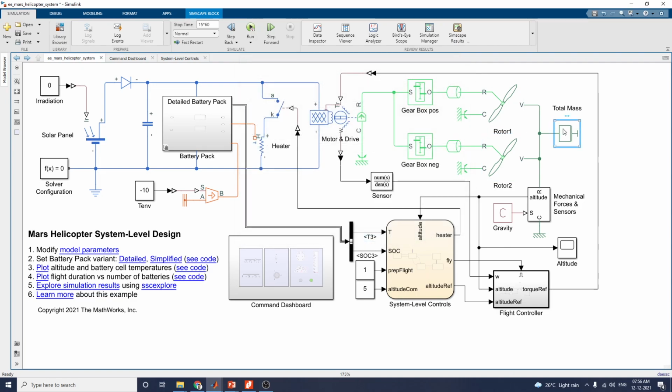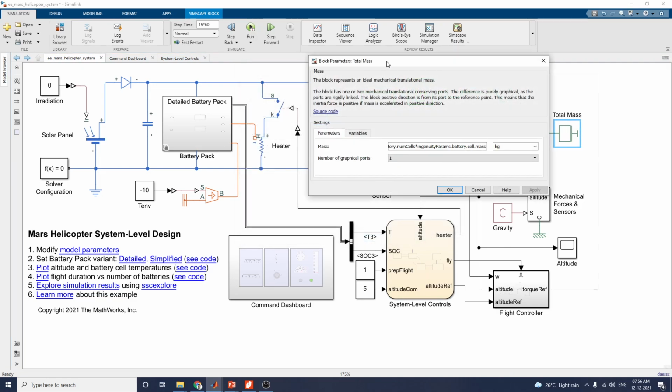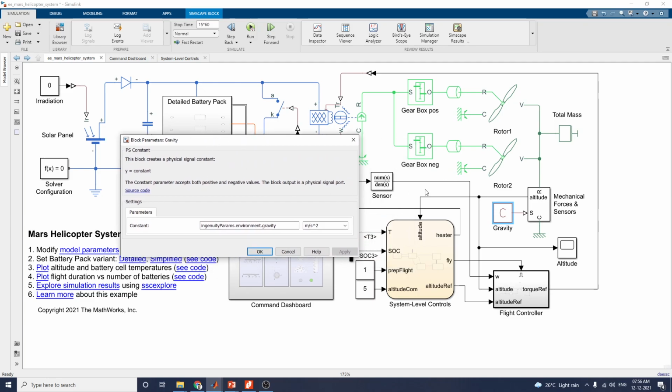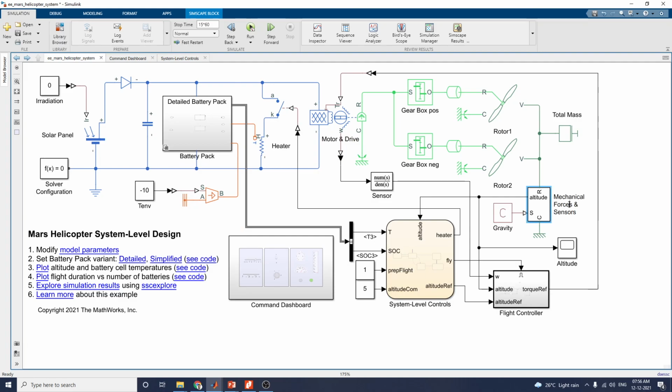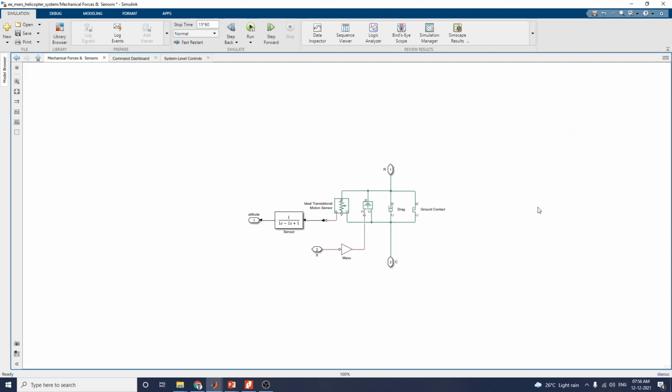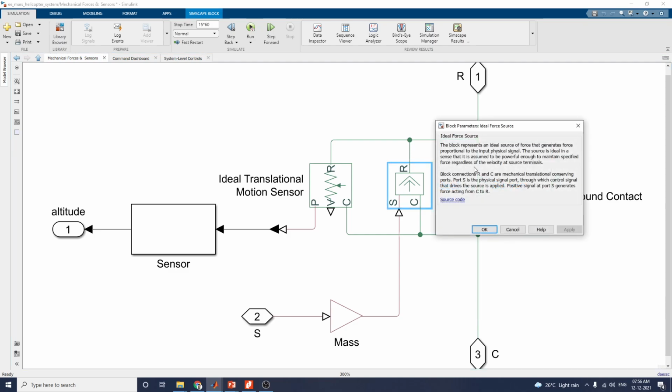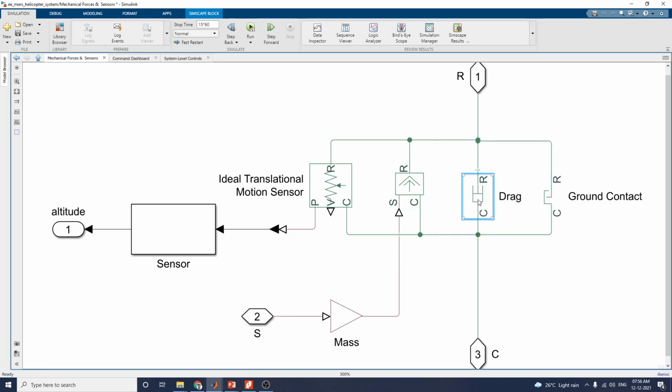and the total mass block, this block represents an ideal mechanical translation mass. Similarly gravity, this block creates a physical signal constant. This is for gravity input, then the mechanical forces and sensors block. In this block there are the ideal translation motion sensors, and also this block, the ideal force source, generates force proportional to the input physical signal. The same thing for the drag block.